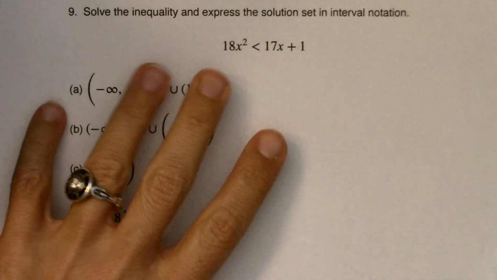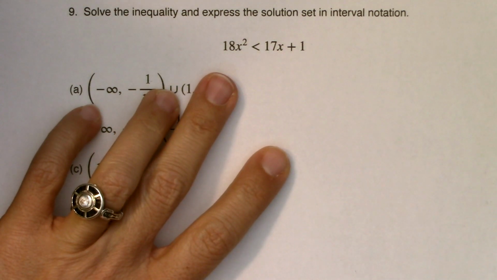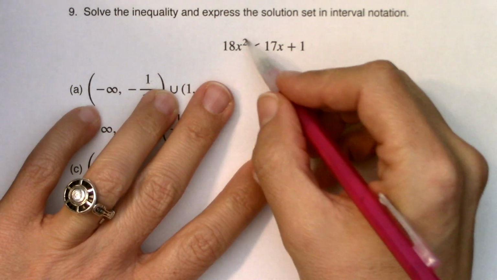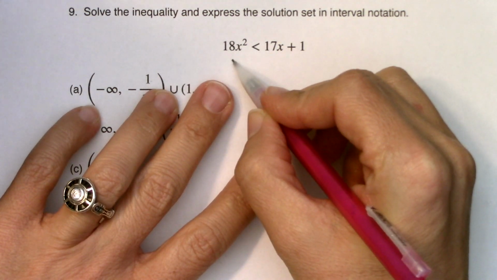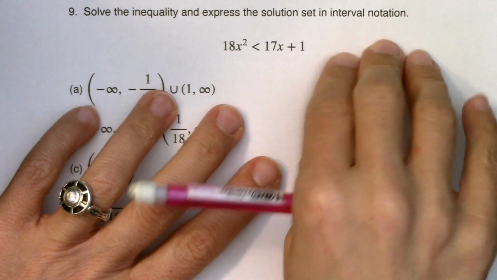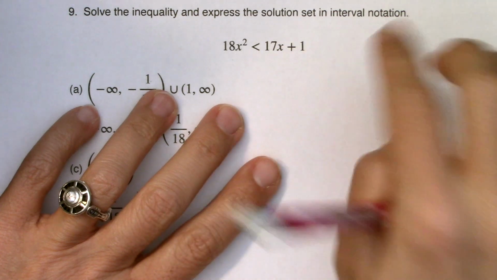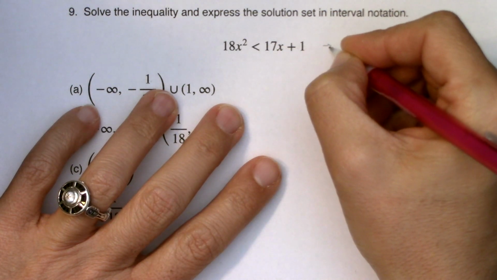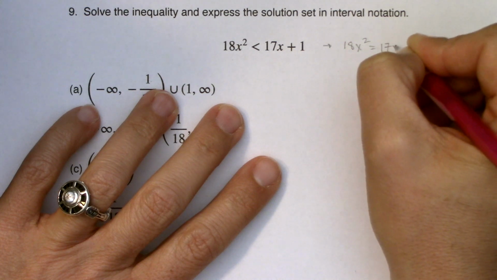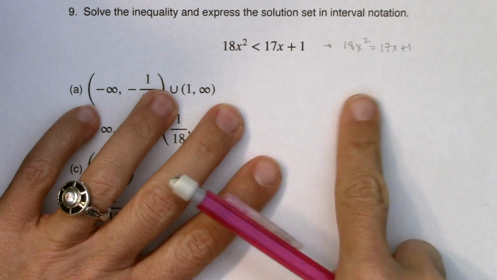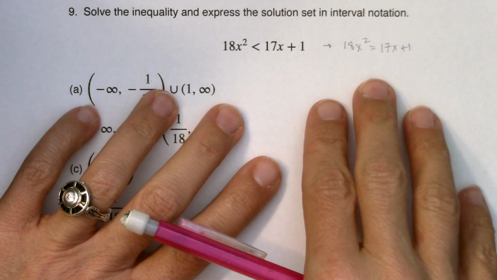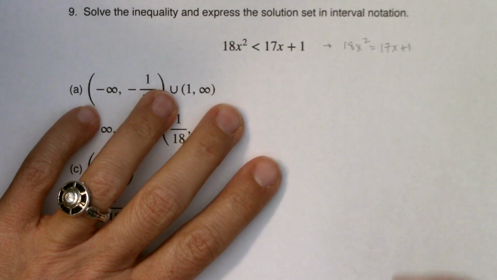Folks, let's solve this inequality and use interval notation for our end game answer. So I can see it's a quadratic inequality. I've got no fractions here, right? No fractions, no radicals, no logarithms. That's great. So what I'm going to do is rewrite this with 18x squared equal to 17x plus 1 and solve this quadratic equation, right? And I should get two roots, and then I'll use those roots to create a sign pattern.